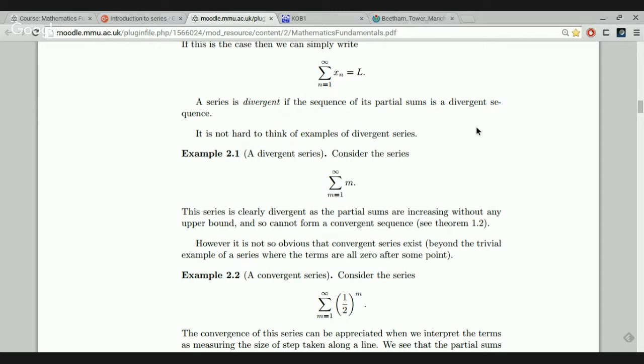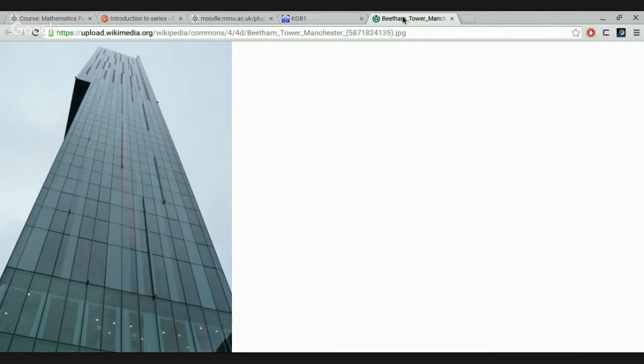Okay, so that's the kind of introduction to it, but I showed you the pictures of the Beetham Tower at the start, you'll remember. So what does this have to do with the Manchester Tower on Deansgate? The interesting thing about it, its whole reason for being, is that it's got this funny shape, that it has an overhang.